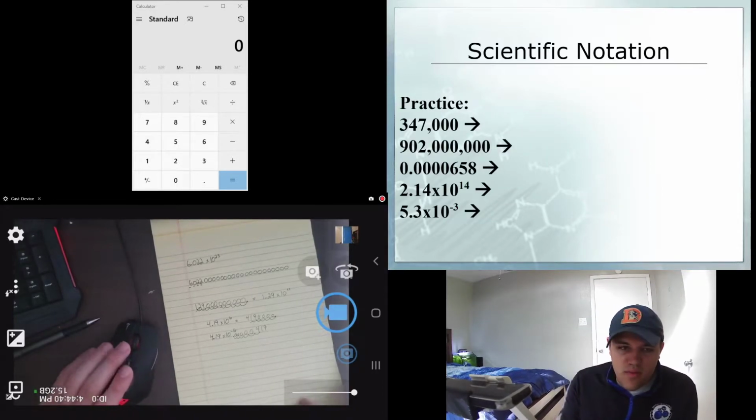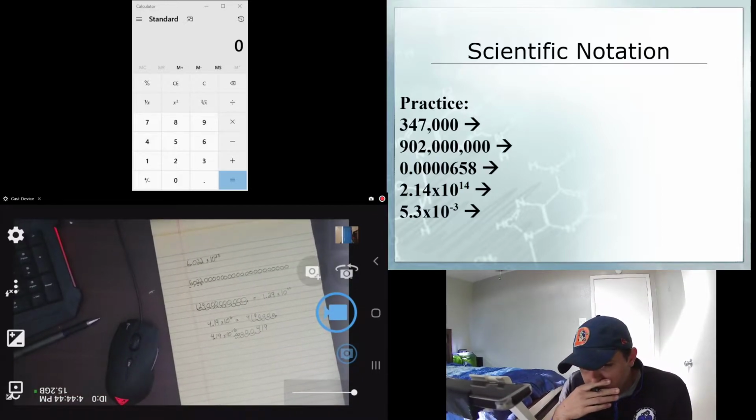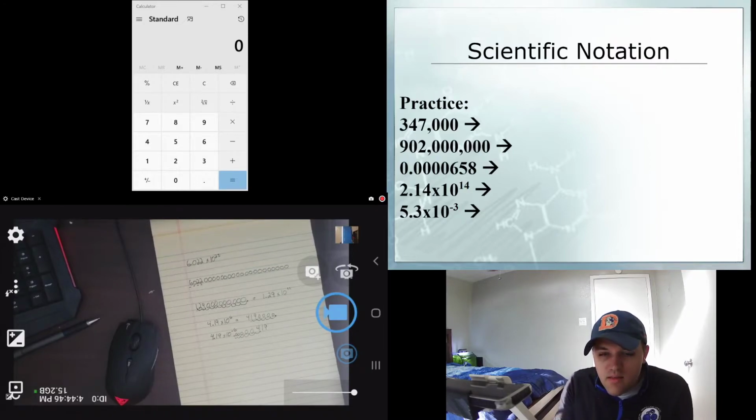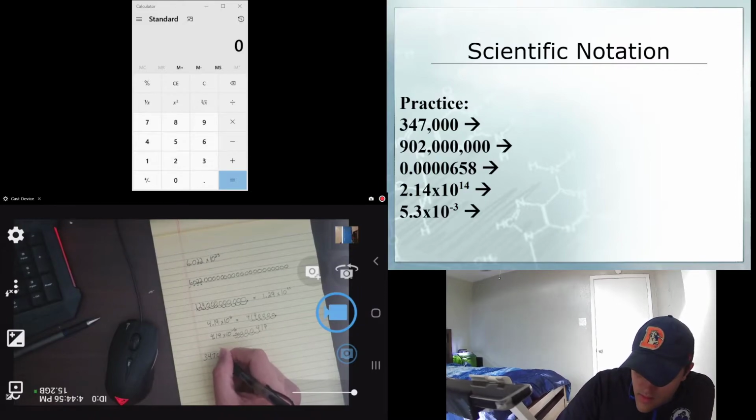Alright, so here we've got some examples. So we're going to convert all of these into scientific notation, or if they're already in scientific notation, we're going to convert them back to standard notation. So here, our first example, 347,000.